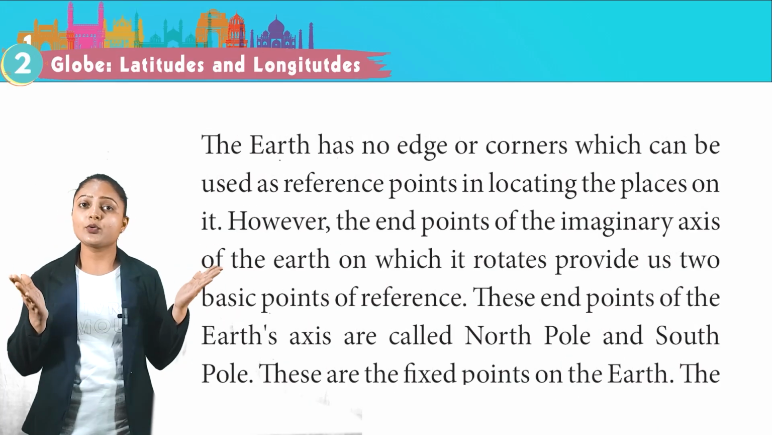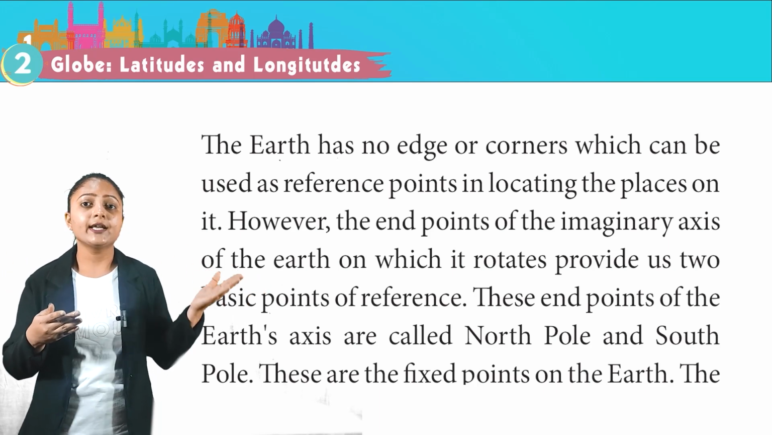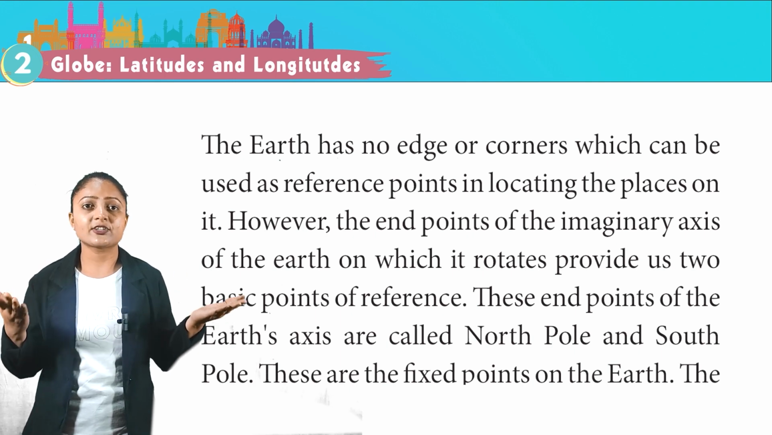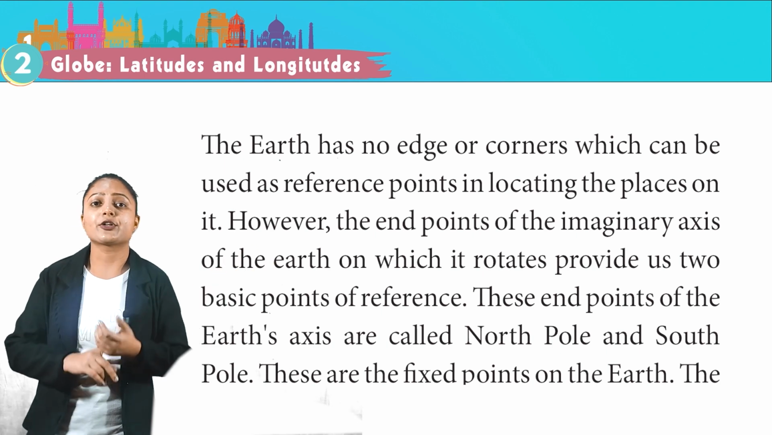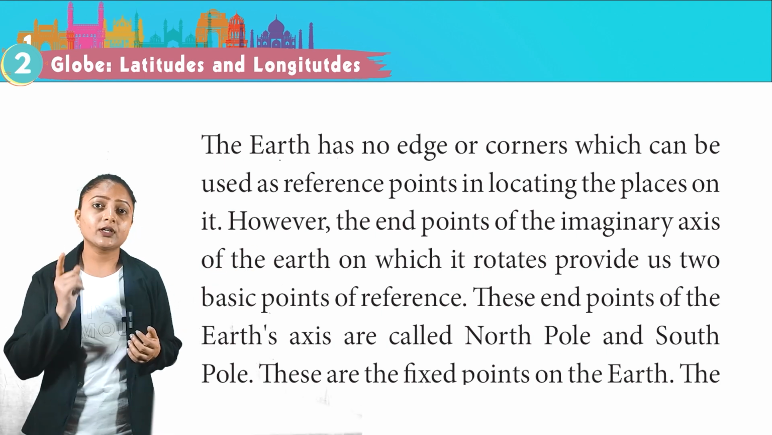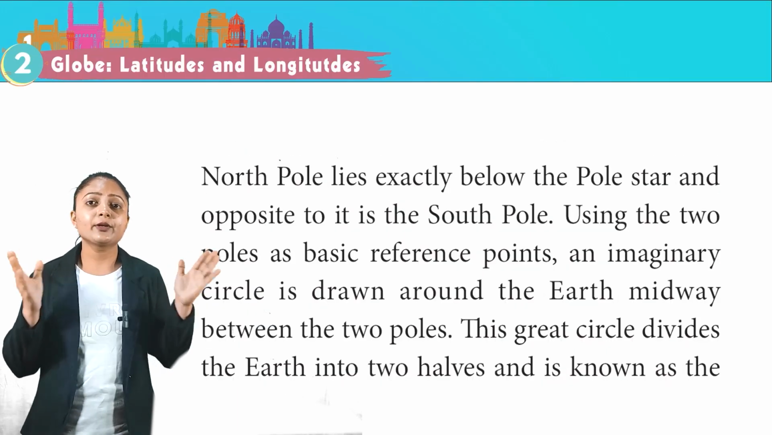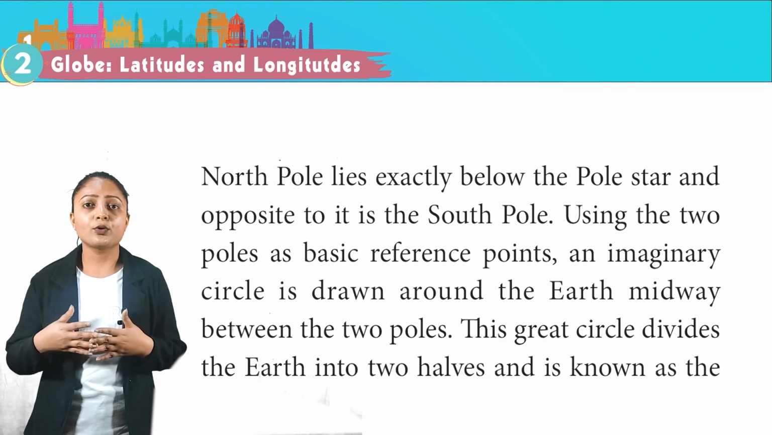The Earth has no edge or corners which can be used as reference points in locating places on it. However, the endpoints of the imaginary axis of the Earth on which it rotates provide us two basic points of reference. These endpoints of the Earth's axis are called fixed points on the Earth. The North Pole lies exactly below the pole star and opposite to it is the South Pole.